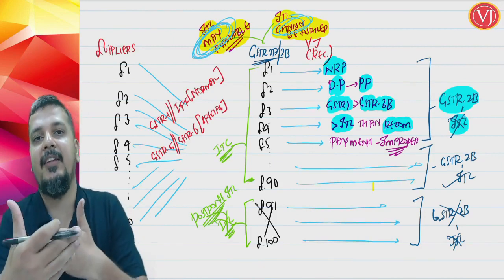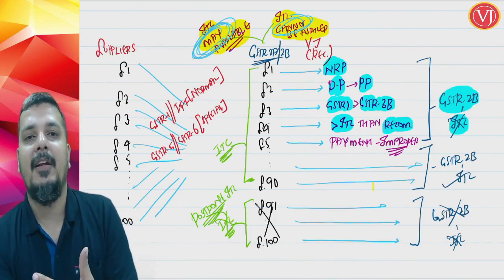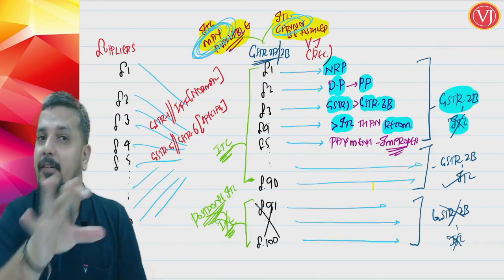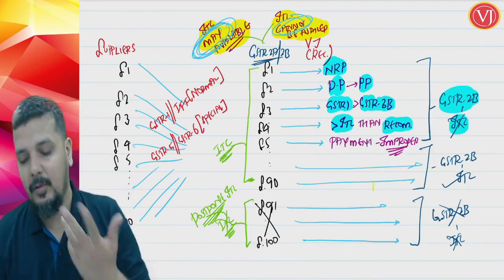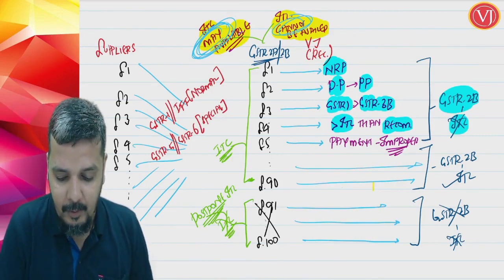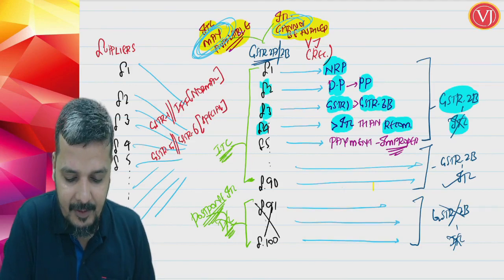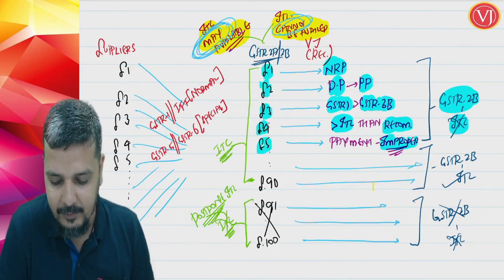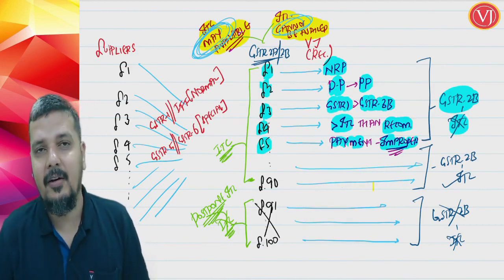So when my GSTR 2A 2B will come, maybe in the near future, I'll have a recommendation: this ITC you may avail, this ITC you cannot avail. Who's taking the ITC? My supplier is taking ITC more than recommended. It's all done by my supplier. Or my supplier is making improper payments. I cannot take the credit.